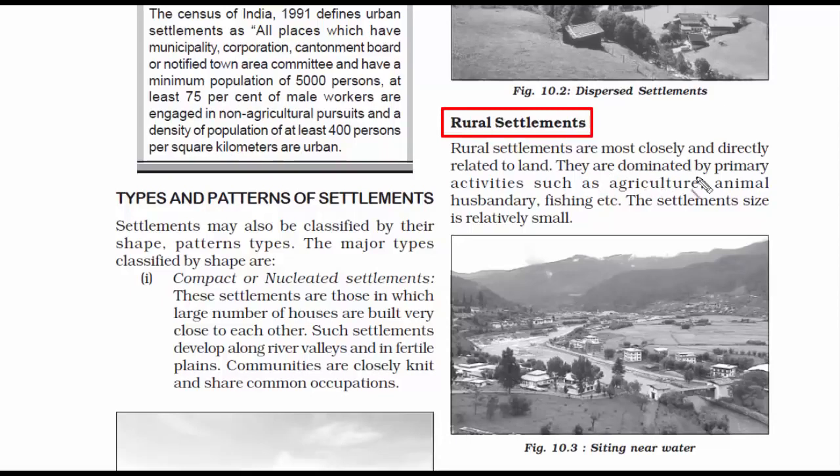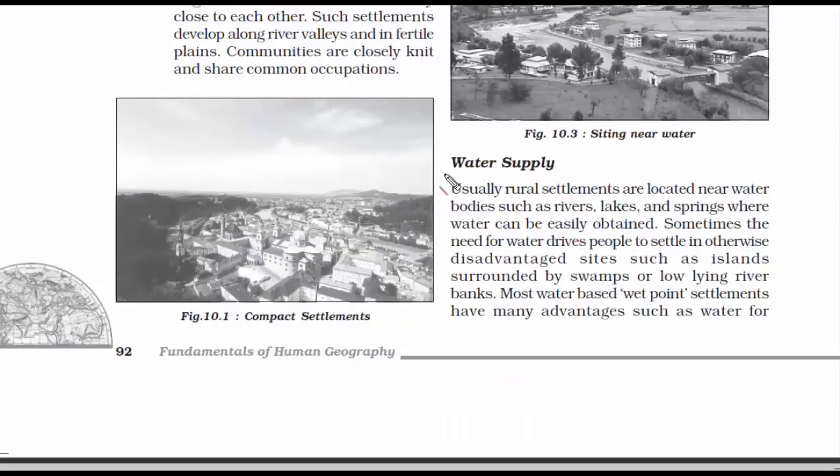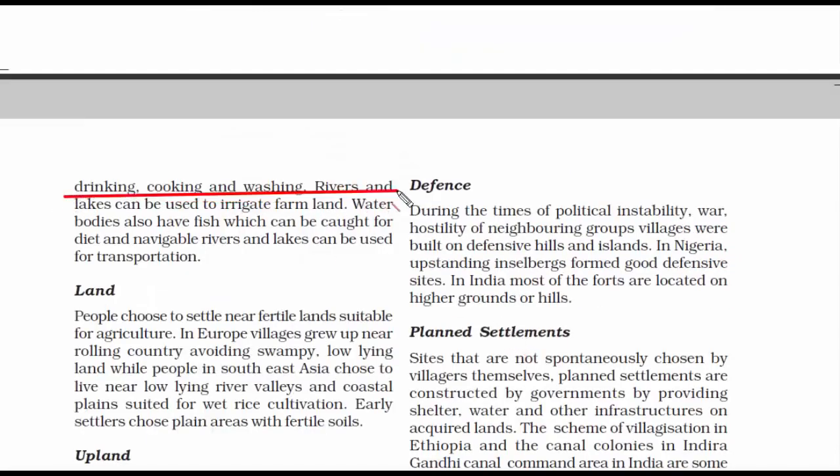By the word rural, we can easily figure out that their primary occupation includes activities like agriculture, animal husbandry, fishing, etc. Houses in rural areas are usually small and very close to each other, meaning compact. So let's read about factors that affect the location of rural settlements. The first one is water supply. Due to their primary agricultural and fishing needs, rural people like to reside next to a water body like a river, lake or spring. Agriculture requires a lot of water and that's why it makes sense to reside near a water body. Plus, rivers and lakes can also be used for transportation.